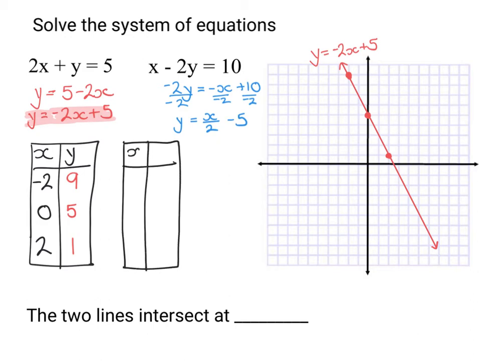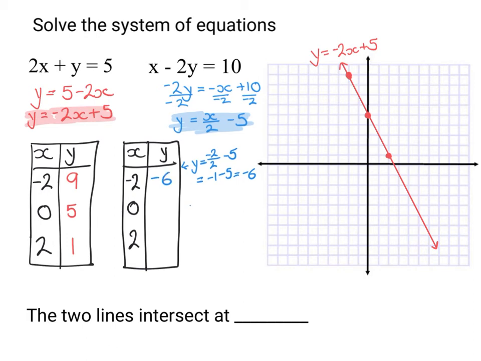The x here and the y here, and same values, -2, 0, and 2. Okay, let's find the first y value. So this is the equation we are going to use now for the second line. So y is equal to, now x happens to be -2 here, so I'm going to write -2 over 2 minus 5. Now -2 divided by 2 is just -1, so it's going to be -1 minus 5, which equals -6.